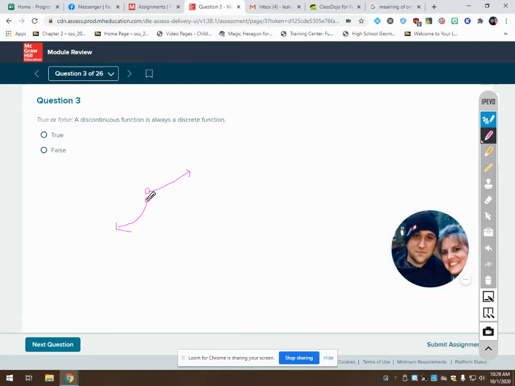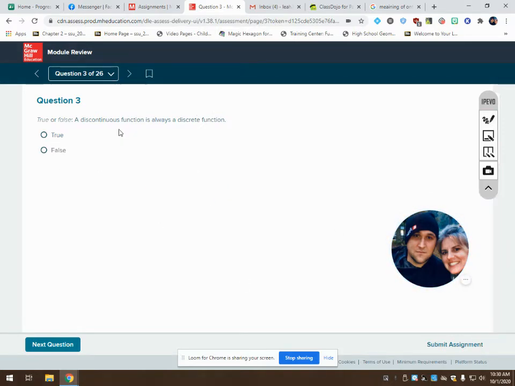I was trying to make this circle colored in, but I'm having a hard time with my mouse here. This is discontinuous. There's a break in the graph, but it's not discrete. Remember, discrete is just a bunch of random points, and this is clearly not discrete. So this is a false statement. Something can be discontinuous and not be discrete.